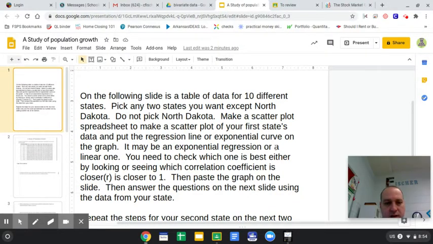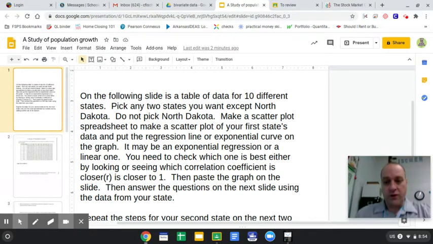Okay, this is the study of population growth project. This will be considered a computer work assignment, which means I will send it back till it's right. So make sure you do it right the first time and make sure that I send you back with 100, so that way you know you did it right.